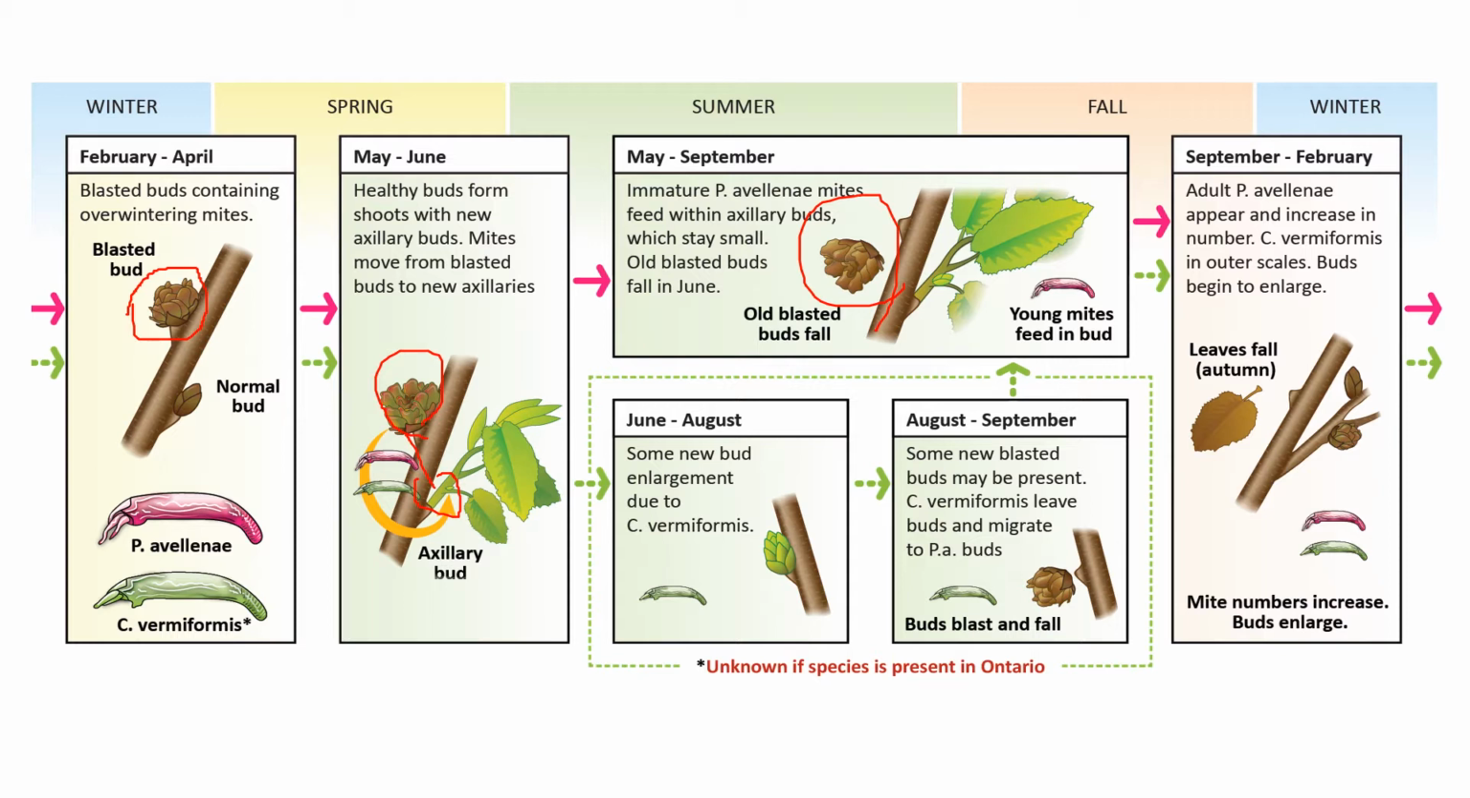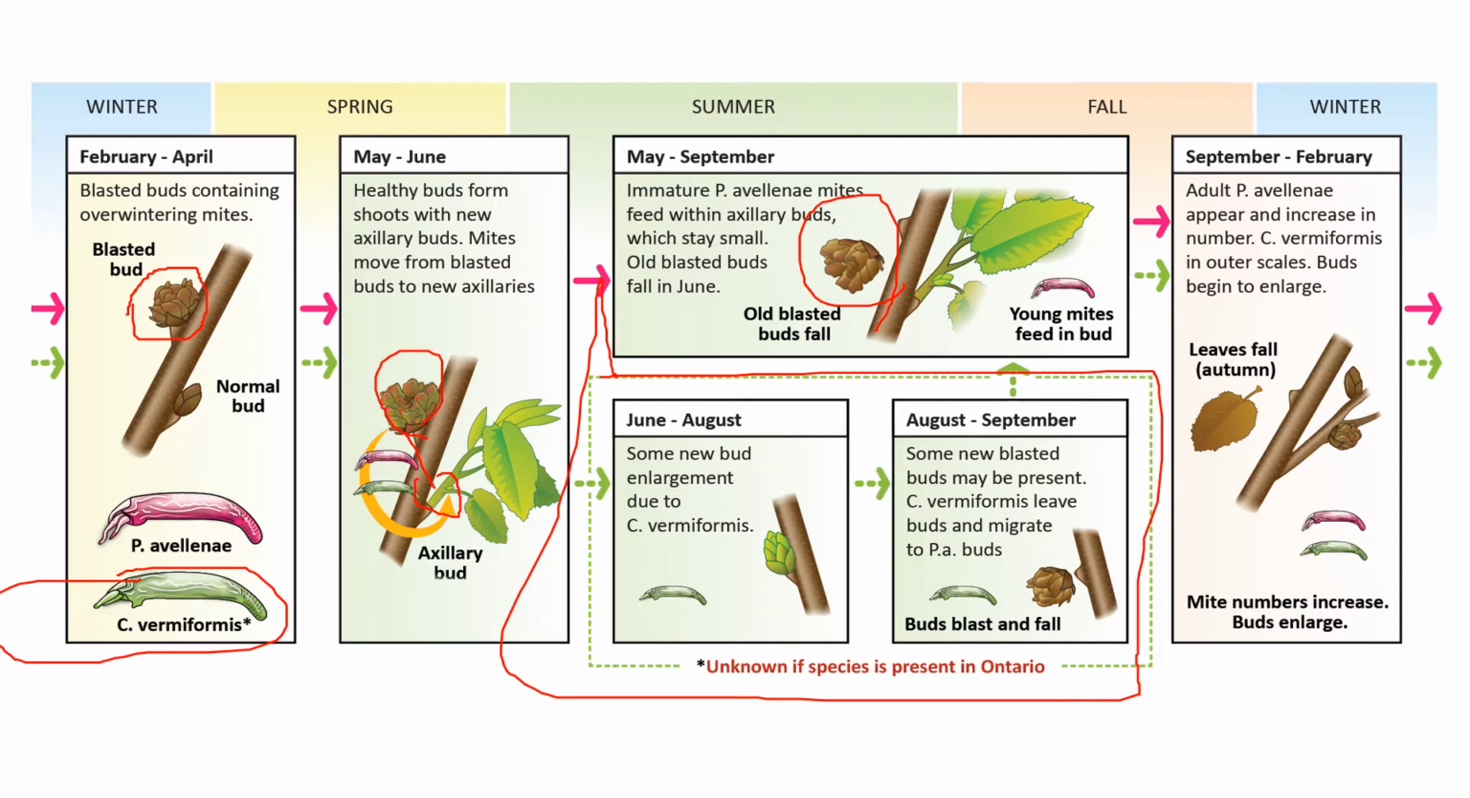Now in Oregon and other areas, they can have some additional bud enlargement from June to August, and that's caused by the second species. So that's this green mite here, the C. vermiformis, the one that we're not entirely sure if it is present in Ontario. So I've indicated its portion of the life cycle with a dashed line down here at the base of this life cycle here. So at that time, what you're going to have is potentially the appearance of adults of this second species, and then the populations of that species will increase, and you can get some additional bud enlargement due to that species. Again, we don't know if that's present in Ontario.